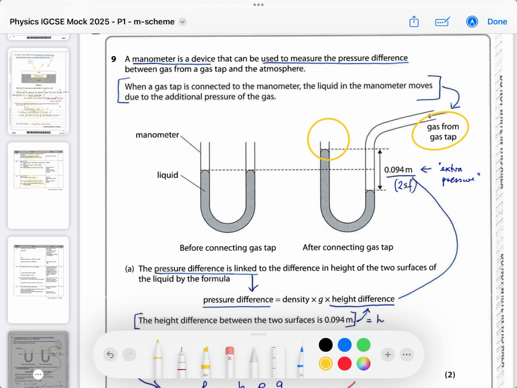Okay? Now, if both sides were open to the atmosphere, like on the diagram here, they'd both be at the same pressure. Now you can see that the side which is attached to the gas tap pushes the liquid, which is in grey, down the tube, the U-tube, and pushes it up. That shows that the pressure in the gas tap is greater than the atmospheric pressure, which is at the opened end.